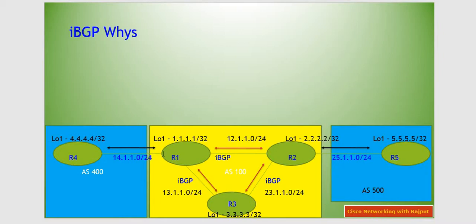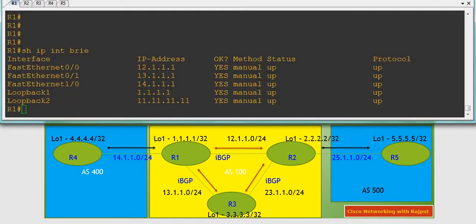There are 5 devices, and we have these 3 devices, router 1, router 2 and router 3, for iBGP. All these 3 devices will share AS 100 and router 4 will be in AS 400. Router 5 will have AS 500. Okay, let us configure iBGP using physical interfaces.